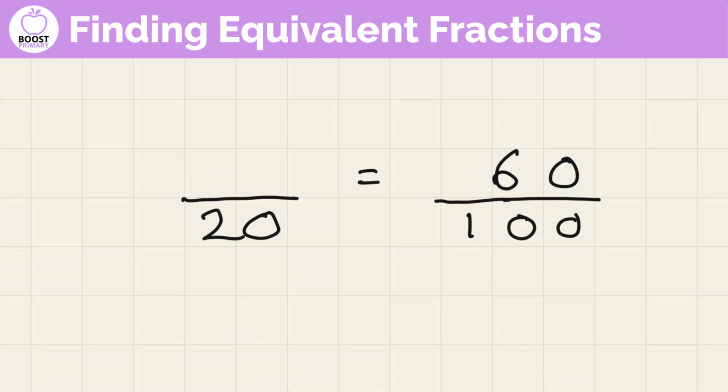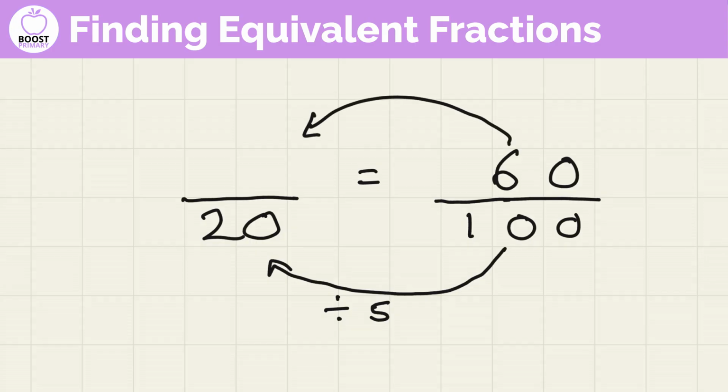In this final question, we're going to work backwards. Let's look at the denominator. 100 divided by 5 is 20. Let's now do this to the numerator. 60 divided by 5 is 12. So 60 100ths is equivalent to 12 20ths.